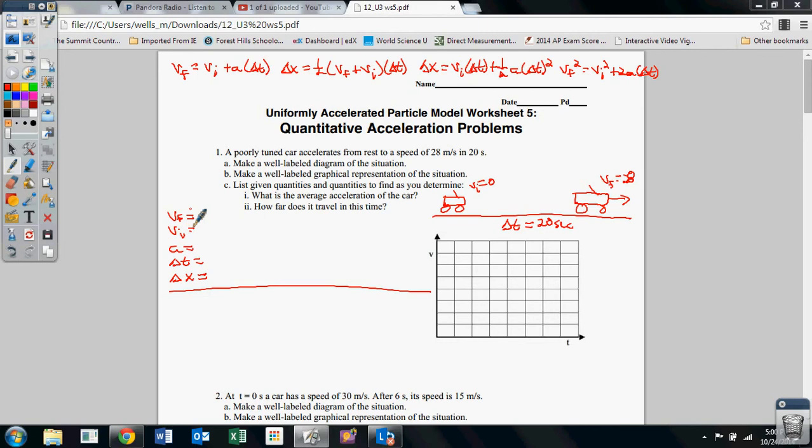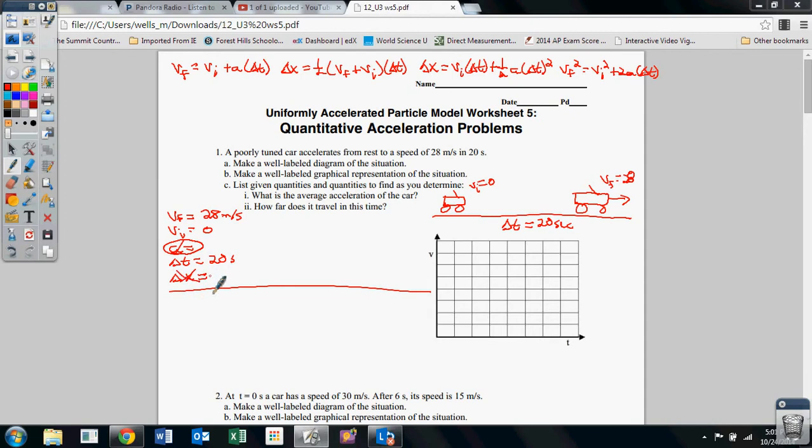Then we're going to look at this, and we're going to say the car accelerates from rest. So that tells us that our initial velocity is equal to 0, and it gets to a speed of 28 meters per second. So that's also a velocity, so that'll be our final velocity. And it does that in 20 seconds. So that's the time interval, 20 seconds. And they want us to find, in part 1 here, the average acceleration. So we are looking for acceleration, and we don't worry about that.